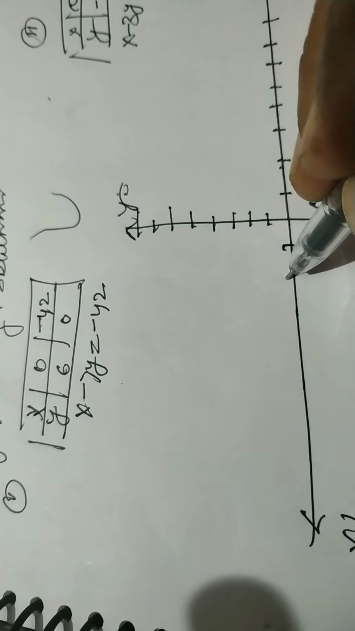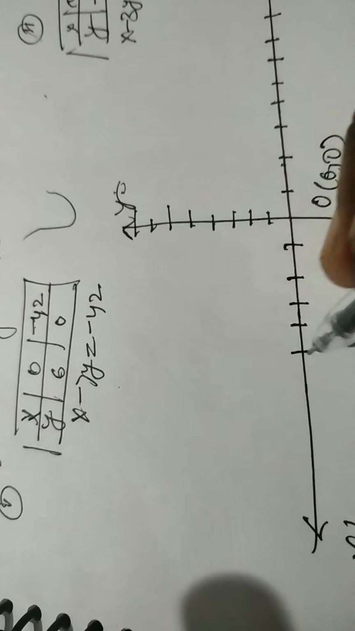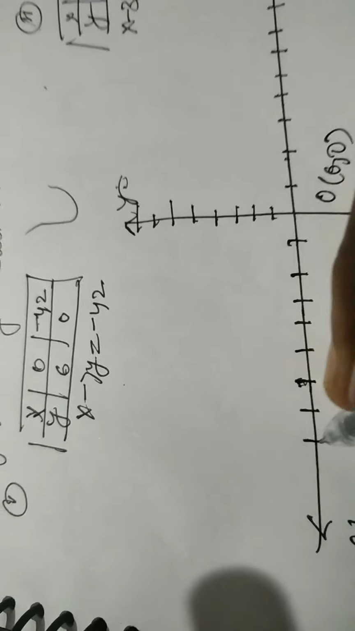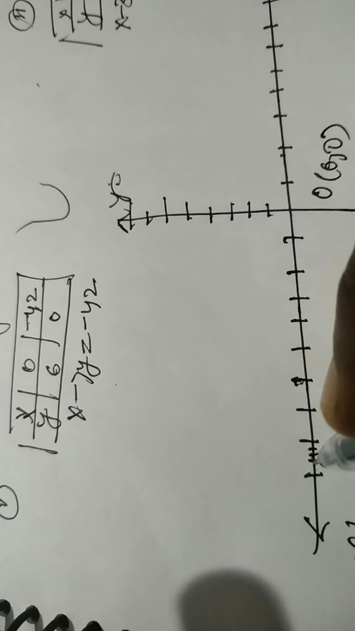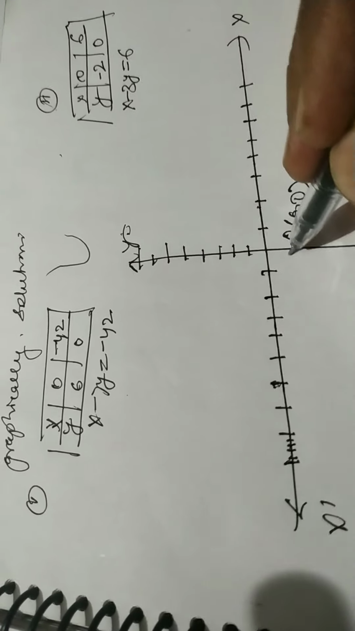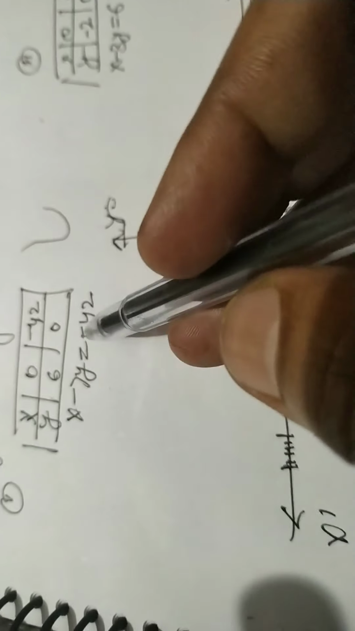5, 10, 15, 20, 25, 30, 35, 40, 45. The same thing here: 5, 10, 15, 20. Now plot the first equation, like this, check it.